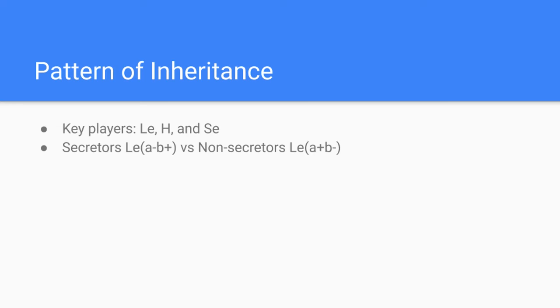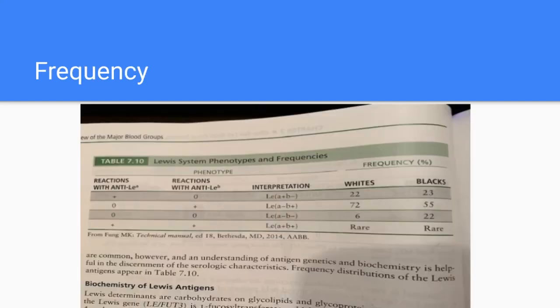Then we got Lewis B. And Lewis B is just the opposite of Lewis A because he's needy and not as selfish. He's like, listen, secretor H, I can't express myself without you here with me. So we're going to call those that are Lewis A negative, Lewis B positive, the secretors. And thus, they will be able to express Lewis A, Lewis B, and H in their secretions. And of course, Lewis B will be expressed on the red cell.